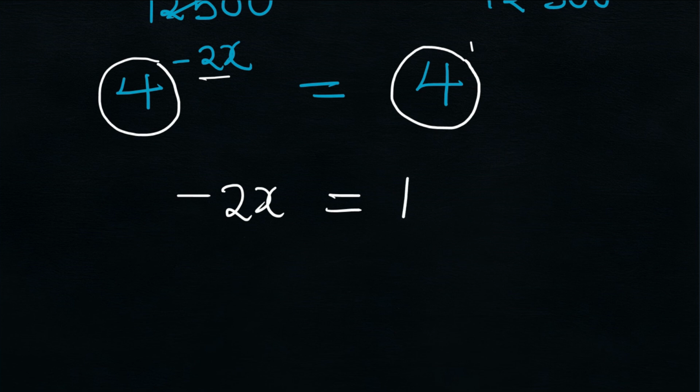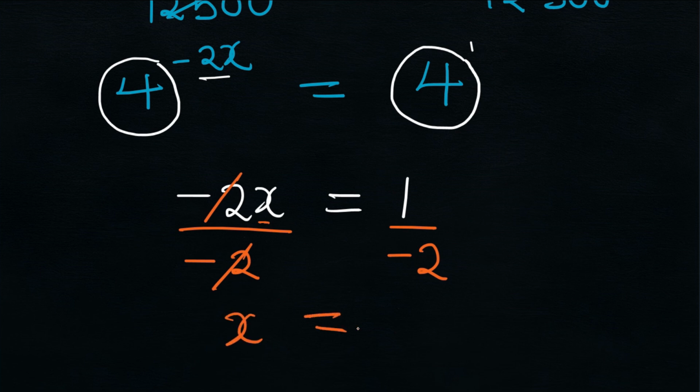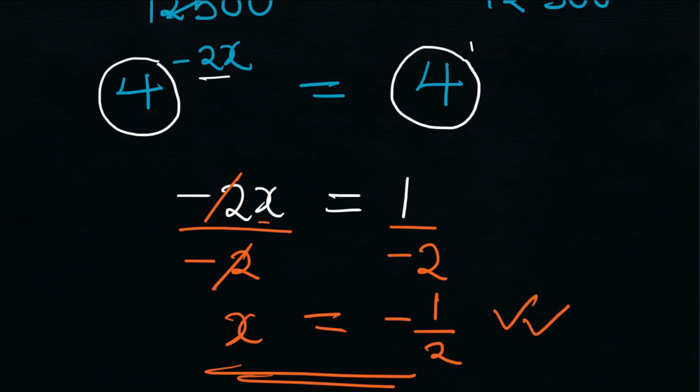And since we are looking for x, we divide both sides by the coefficient of x. At this side we're just going to have minus 2, and then also divide this side by minus 2. So this minus 2 is going to cancel with this one, and then we're going to be left with x is equal to minus 1 over 2. So our x is equal to minus half. So this will be our answer.